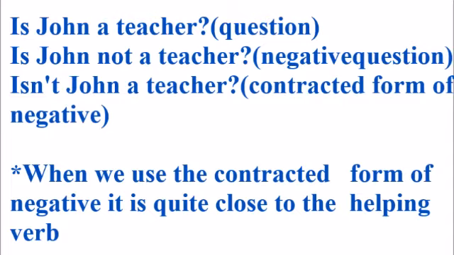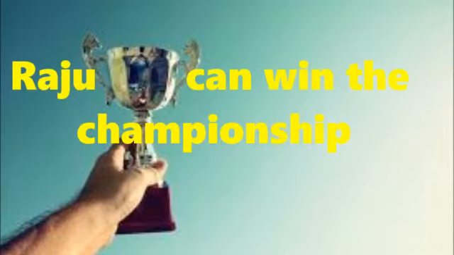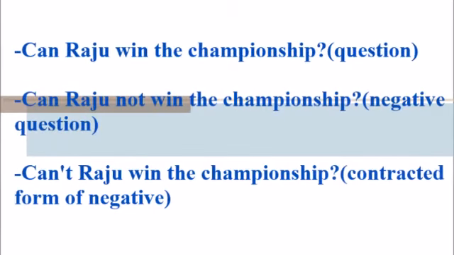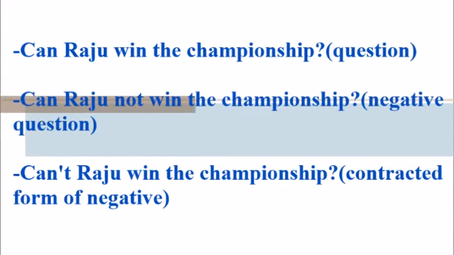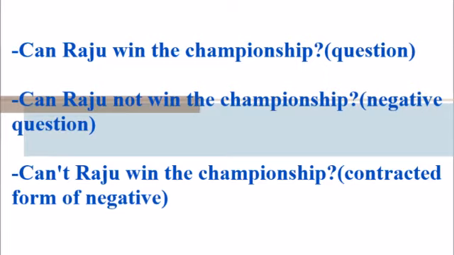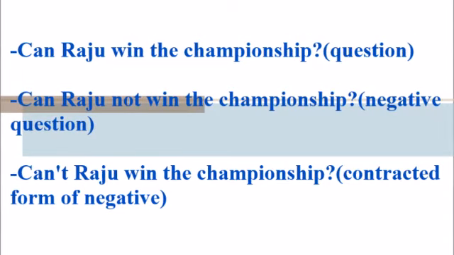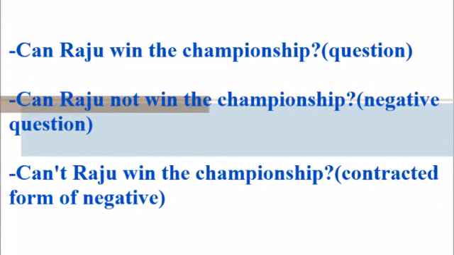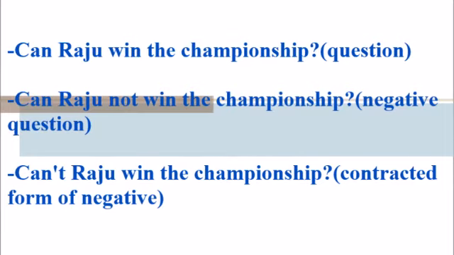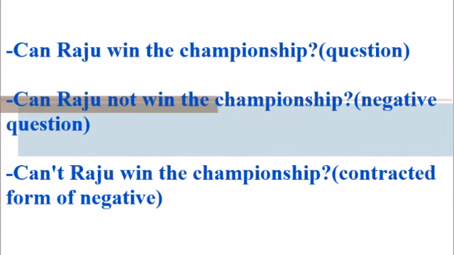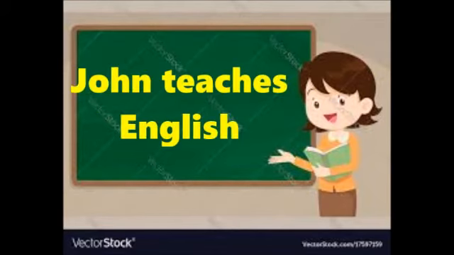Take the next example. Raju can win the championship. Question: can Raju win the championship? Negative question: can Raju not win the championship? The same when we use the contracted form of negative. Can't Raju win the championship?